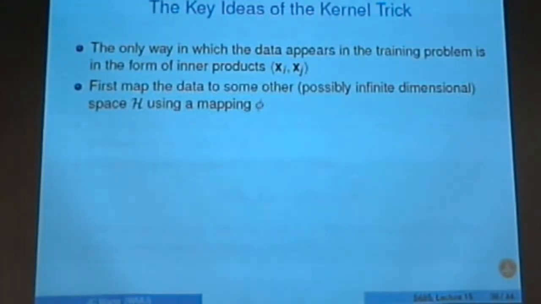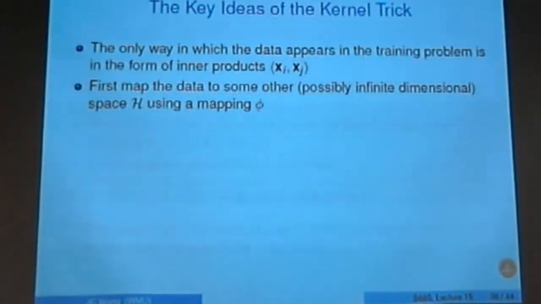So the data appearing in the training problem is in the form of inner products. That's all you have. And actually, only quite a few of these vectors, namely the support vectors, will go into your optimization problem. That's why this algorithm is quite appealing.